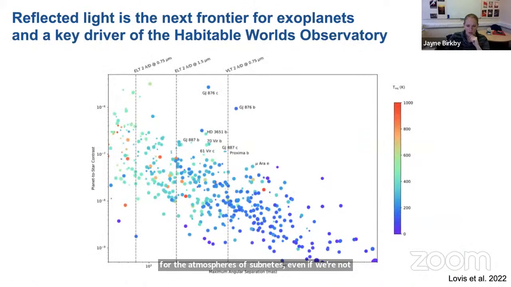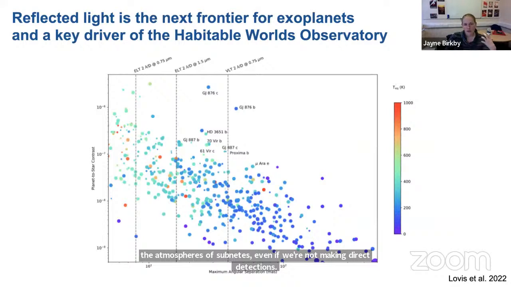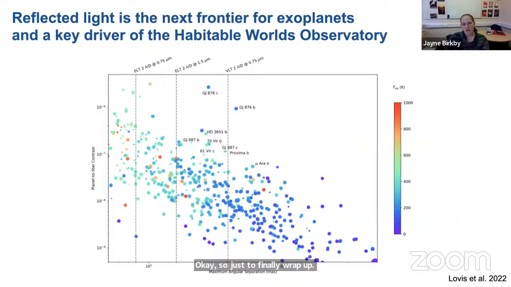Okay, so just to finally wrap up, the key driver for the next frontier of exoplanet observations is reflected light. This is what's driving the Habitable Worlds Observatory and really lots of those high-resolution spectrographs that are pushing into the blue band with the ELTs. You can just see on here the different contrast ratios and temperatures, the kind of separations that we're working with.